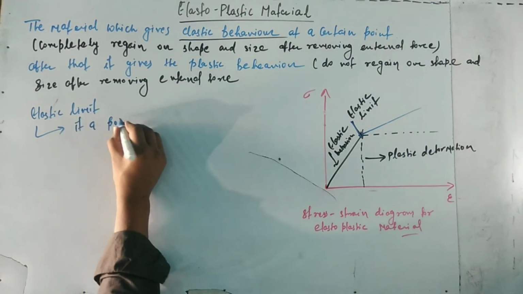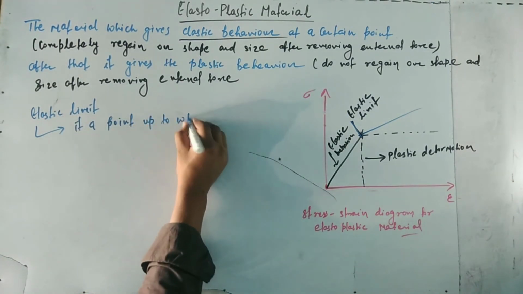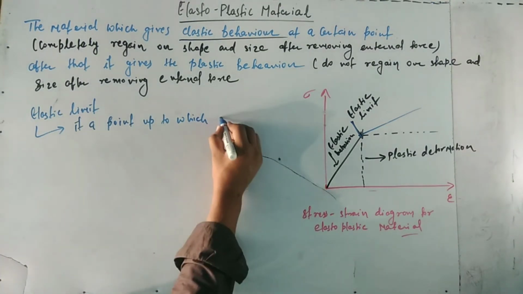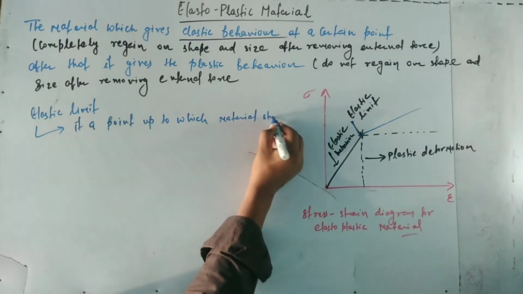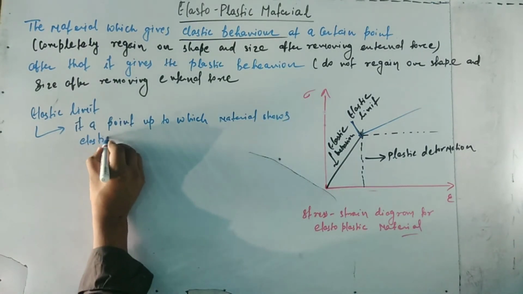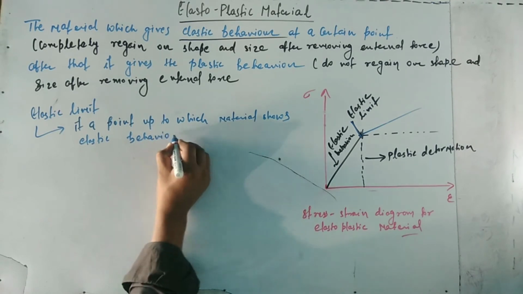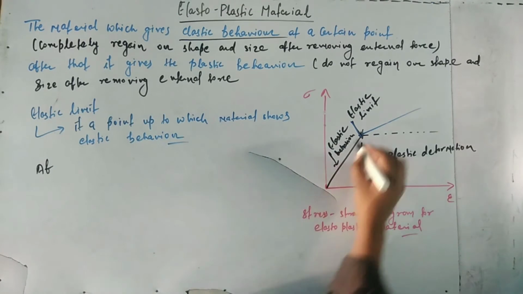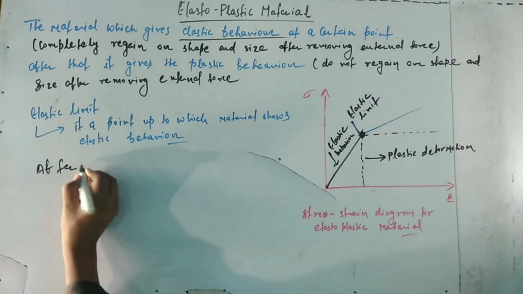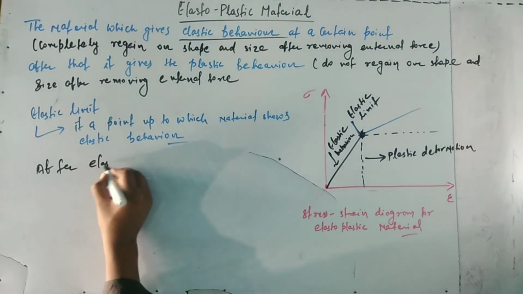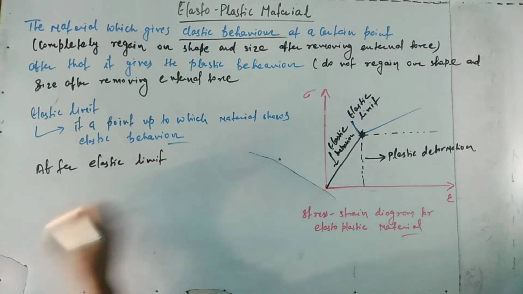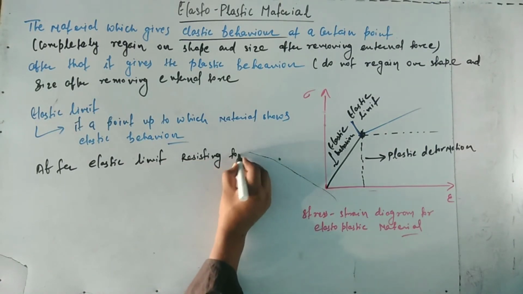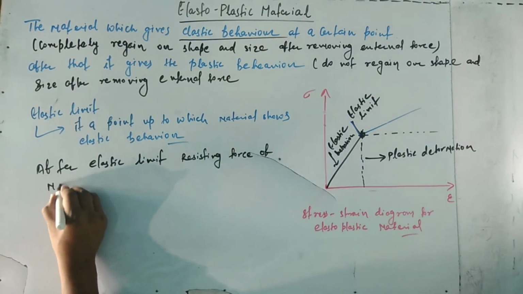Here is the elastic limit. So what is elastic limit? Elastic limit is a point up to which the material shows elastic behavior. After the point of elastic limit it gives plastic behavior, and in case of plastic behavior the resisting force of the material is less than the applied force. That is why it gives plastic behavior.